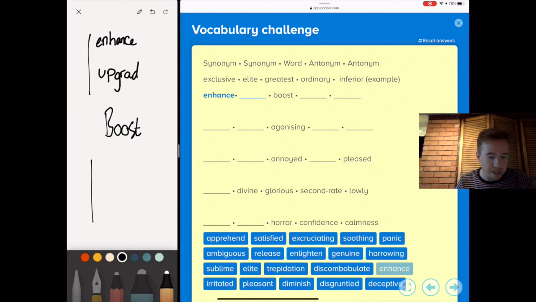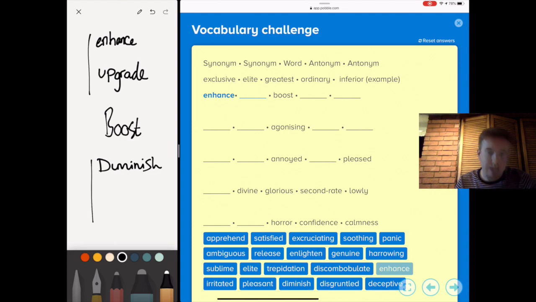My handwriting today will be absolutely awful because I'm struggling off the edge of the screen. So you've got enhance and upgrade. Okay, so then you need some antonyms, some words that mean the opposite. Now there's definitely one at the bottom, but the other one is missing. Okay, so the first antonym that you're given is diminish.